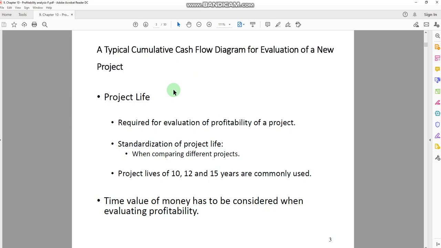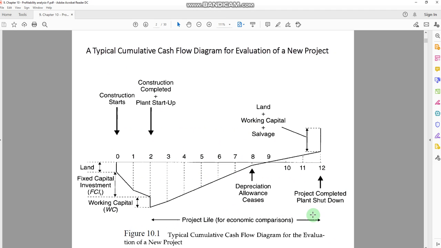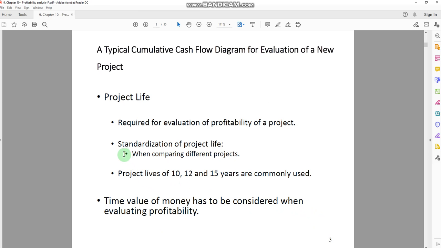Now, a typical cash flow diagram for evaluation of a new project. First of all, you have to see the project life. It is required for evaluation of the profitability of any project, and it would impact the profitability of the project. Standardization of the project life when comparing different projects: if you have different projects, then you have to standardize the results to see the actual profitability from any project.